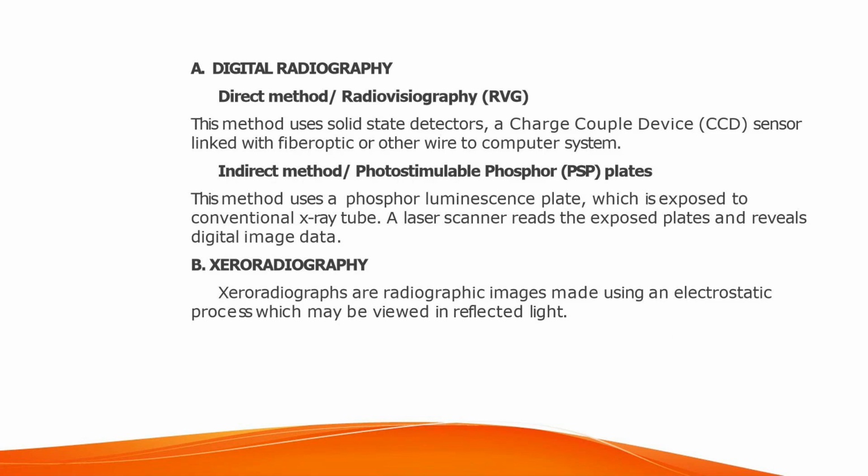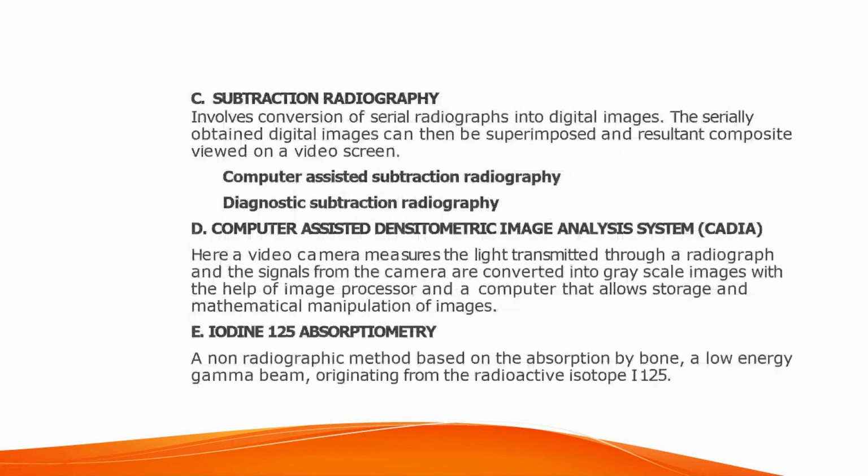The next comes is the xeroradiographs. The xeroradiographs are certain radiographic images that are made using an electrostatic process, which may be viewed in reflected light. Then the next is subtraction radiography. It involves conversion of serial radiographs into digital images. Serially obtained digital images can then be superimposed and result in a composite viewed on a video screen.